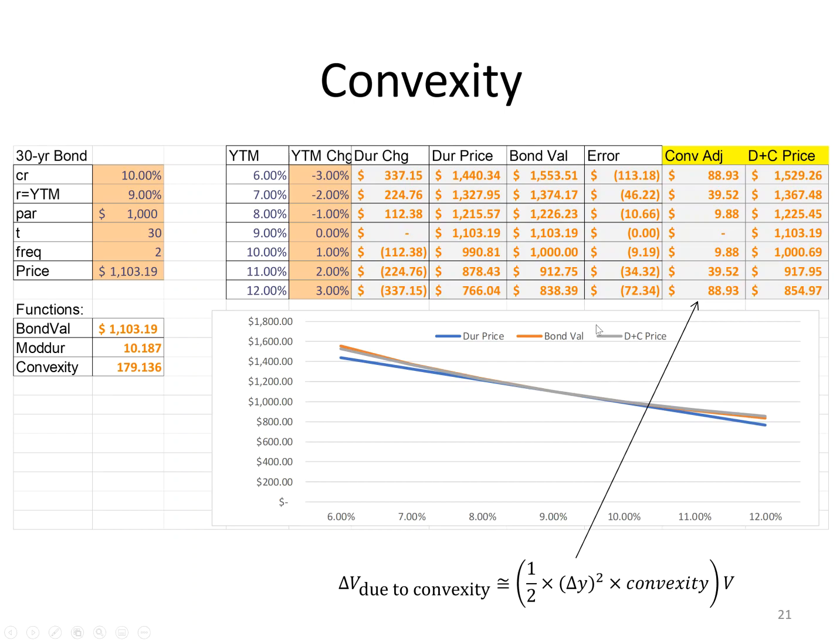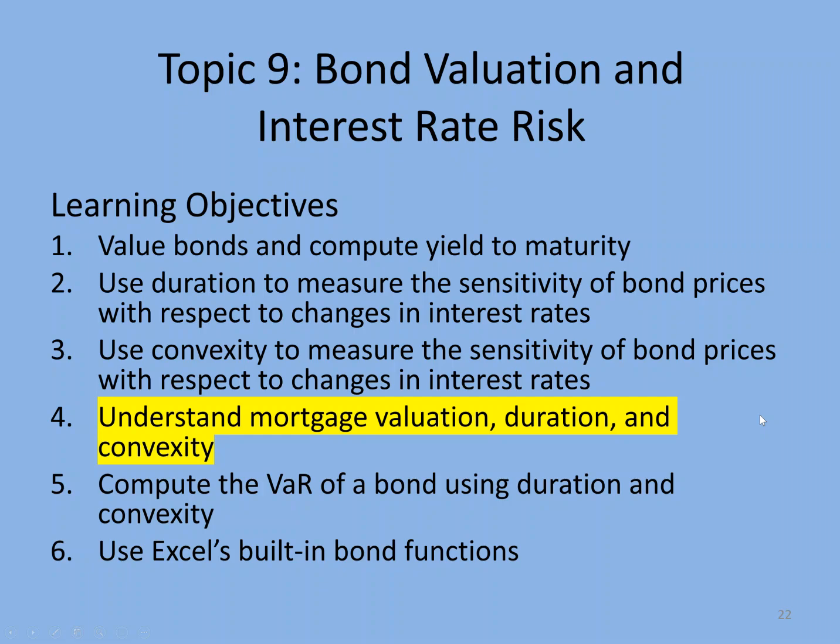So there we go. We've calculated a duration value. We added a convexity adjustment for each discount rate, and then we added the duration plus the convexity price and showed that that's pretty close to the actual price yield relationship. In the next topic, we'll talk about mortgage valuations, durations, and convexities.